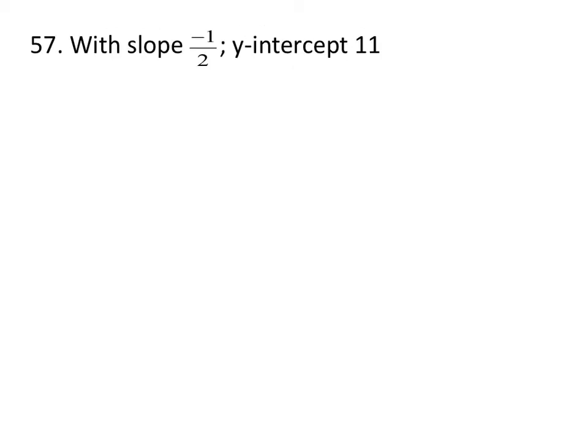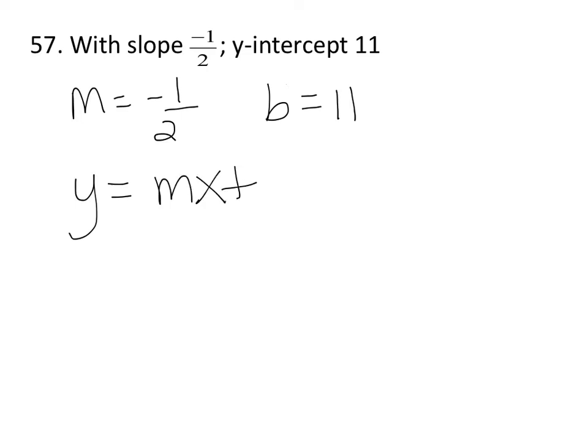Okay, now 57, they want it in standard form. So we have the slope and the y-intercept. If they give you the slope and the y-intercept, it is the easiest thing to plug into slope-intercept form. So we're going to plug into y equals mx plus b. Y equals negative 1/2 x plus 11. And they want it in standard form.